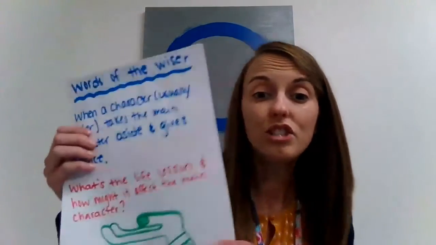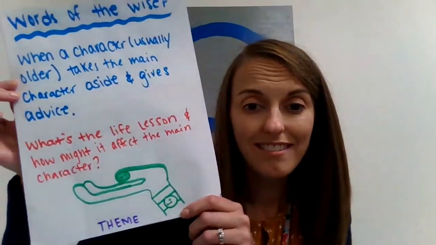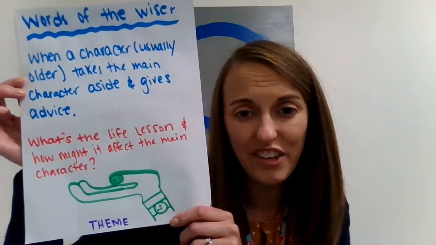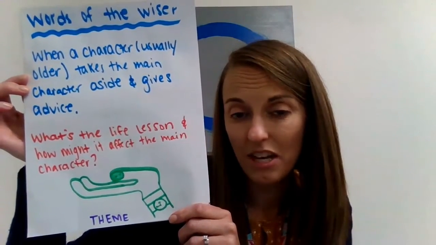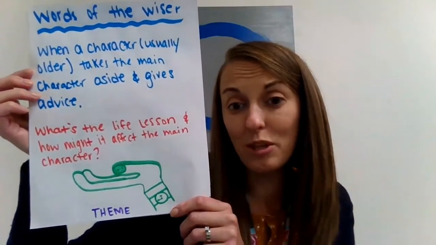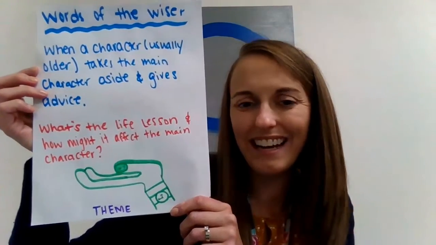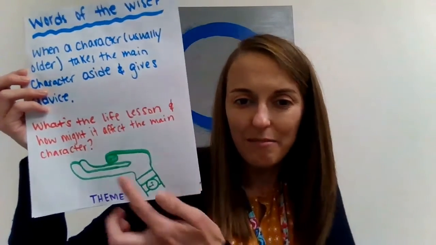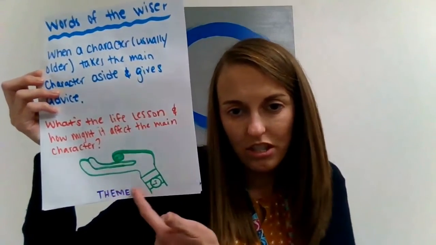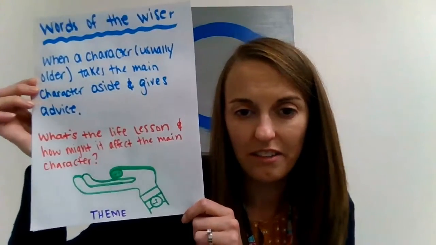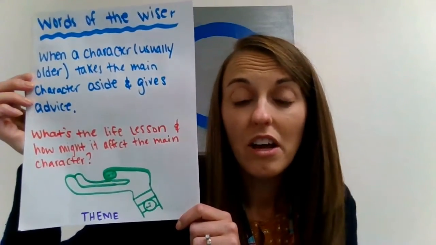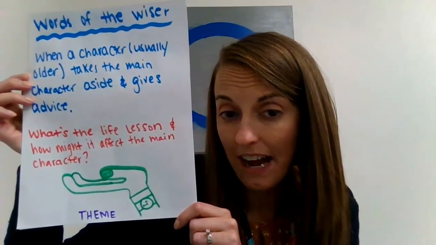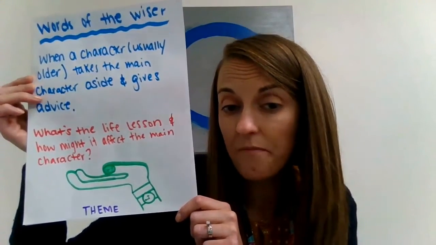So that was one. Two is words of the wiser. When a character, usually older, takes the main character aside and gives advice. So if, let's say, since I'm so old, I pull you aside and I give you some advice, that would be like words of the wiser. So do you like my little hand I drew there with a watch? Because it was a stretch that was actually a hand. But the question we ask when we see this in a book is, what's the life lesson and how might it affect the main character? That's theme.